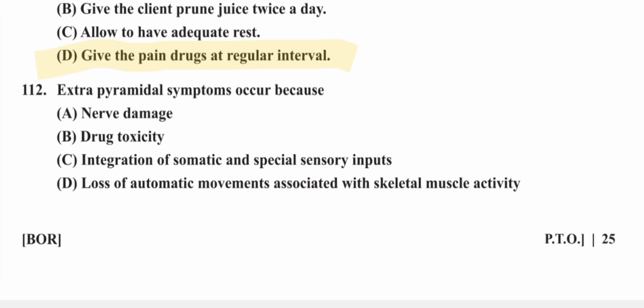Next question: extrapyramidal symptoms occur because of nerve damage, drug toxicity, integration of somatic and special sensory inputs, or loss of automatic movement associated with skeletal muscles activity. Answer is D, loss of automatic movement associated with skeletal muscles activity.